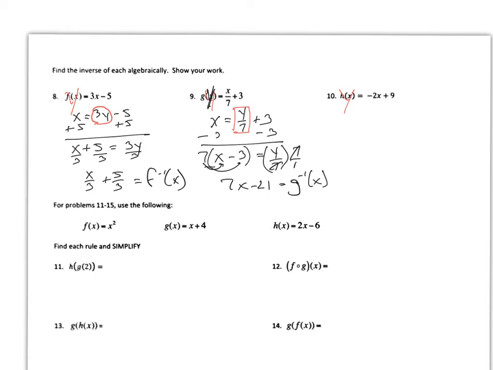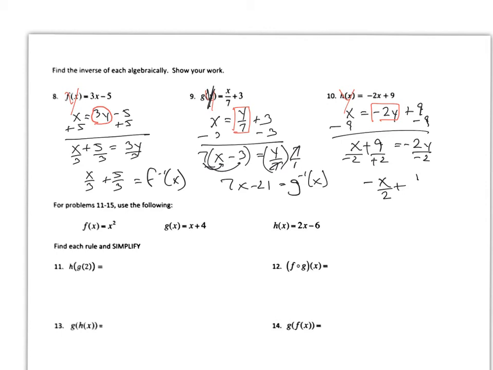One more time. x equals negative 2y plus 9. Don't touch this. It's the last thing we do. So we'll subtract the 9. Again, x minus 9. That's all you can do with that. Now we're going to divide everything by negative 2. So we get negative x over 2. These two make a positive, plus 9 over 2 equals, and this is the inverse of h.